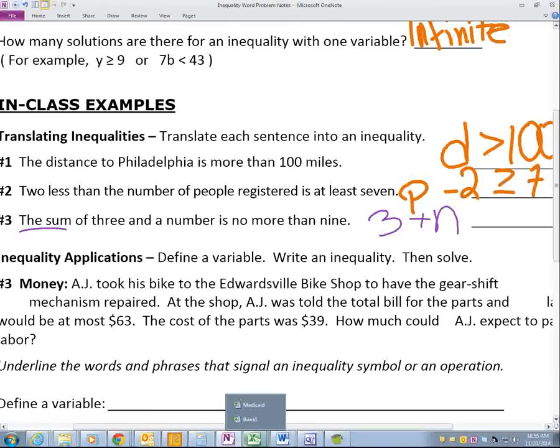3 plus x is smaller than or equal to 9. Good. Can you put like n plus 3? Yes, you can do n plus 3 because of the associative property of addition. Less than or equal to 9. Because no more than means it can be 9, but it can't be 9.5 or 10. Okay?